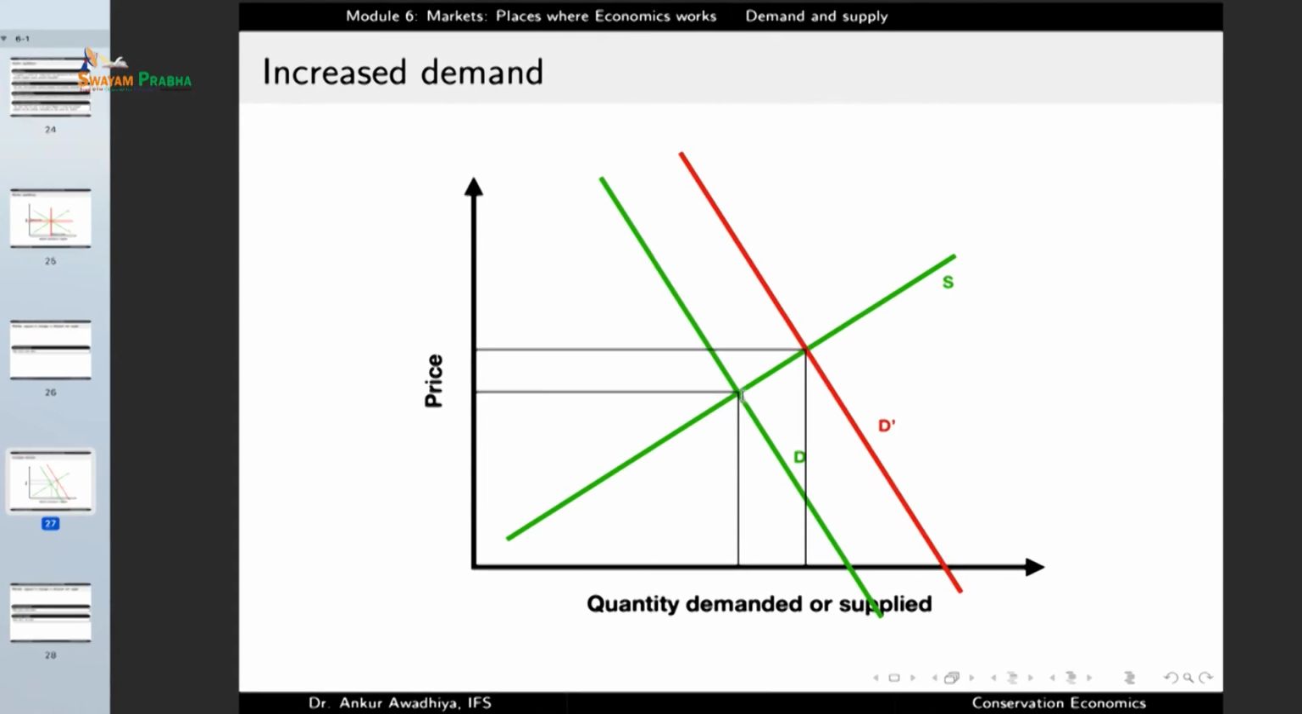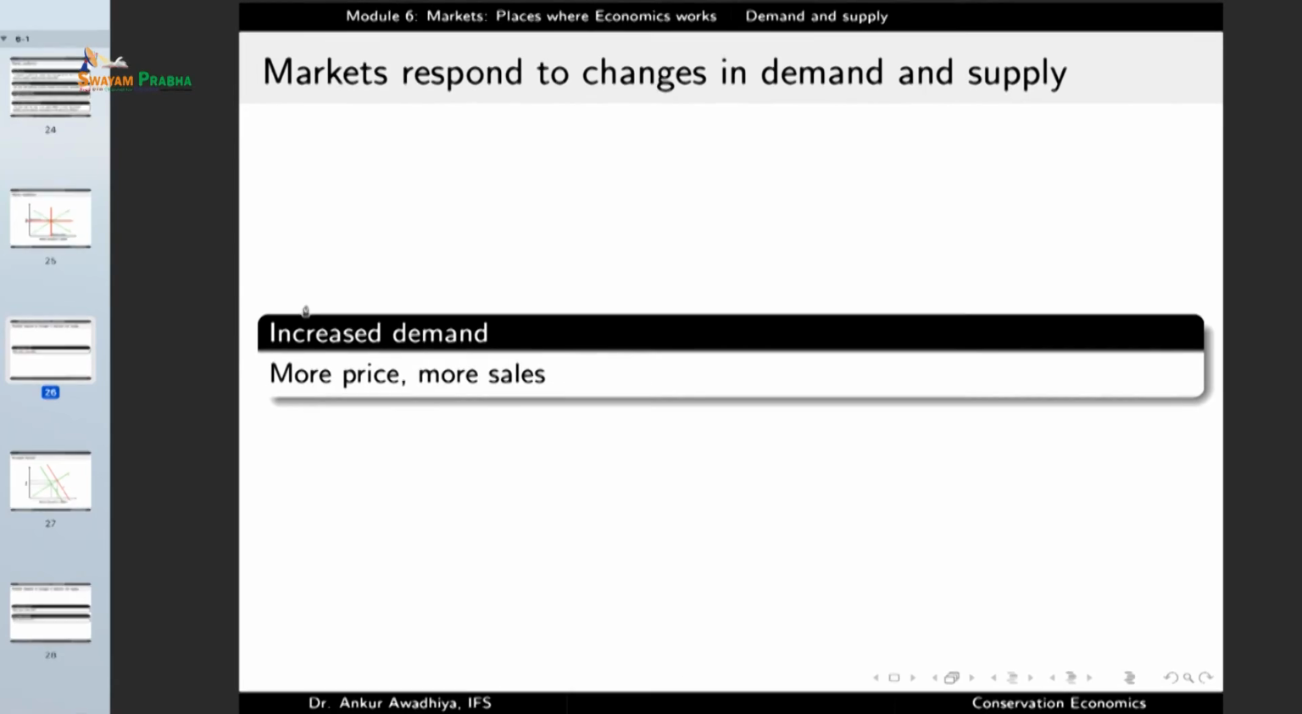Now the quantity that is demanded and supplied is this much. So there is an increase in the quantity that is demanded or supplied. So an increase in demand with no change in the supply will increase the price, and it will increase the quantity that is demanded or supplied. So an increased demand leads to more price and more sales.